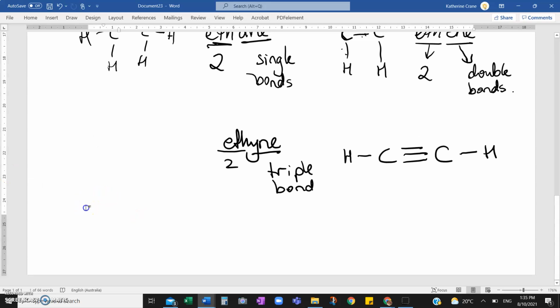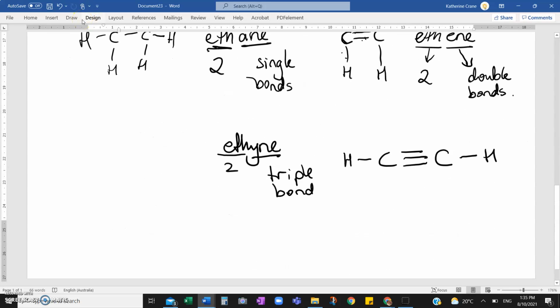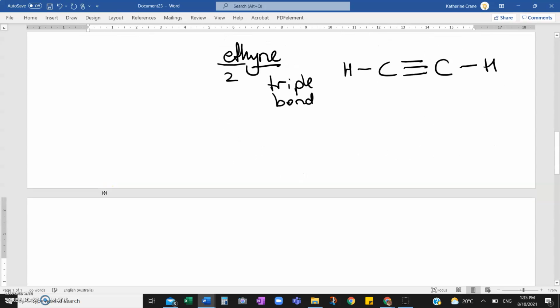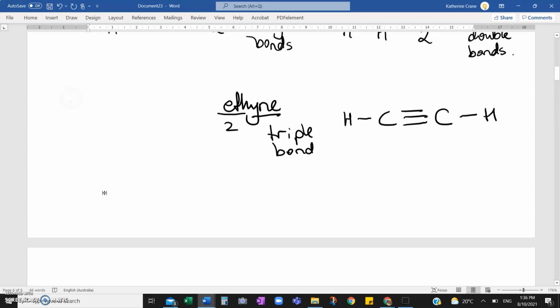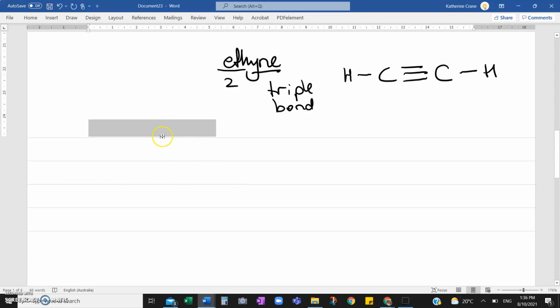Ooh, I need to go to make a new page. Sorry, I didn't consider that. There we go, made lots of pages, and let's just make them run into each other. There we go. And there we go. All right.